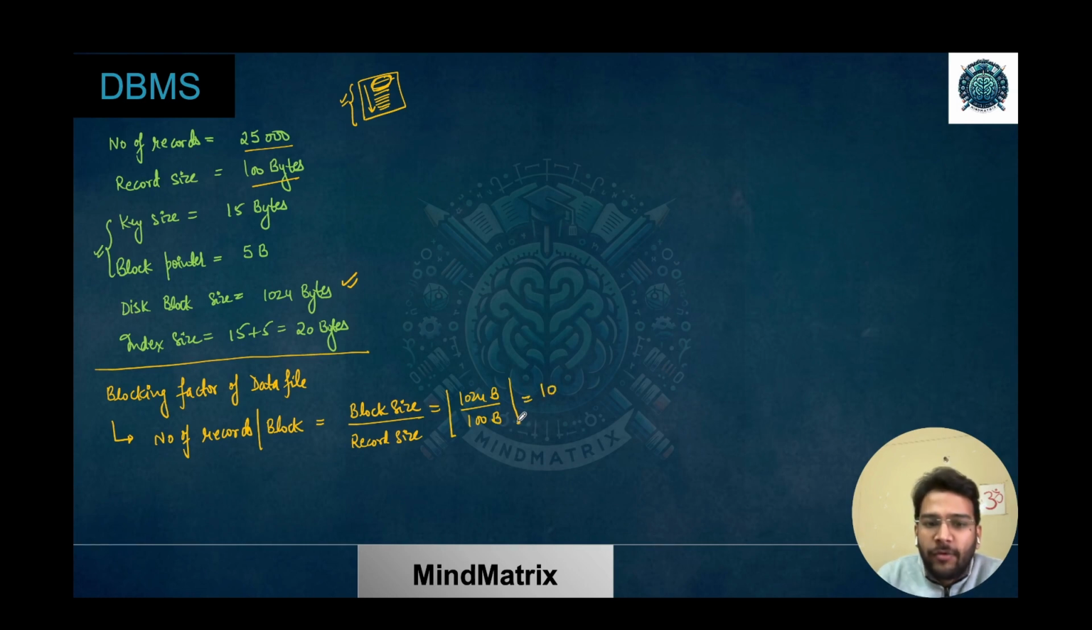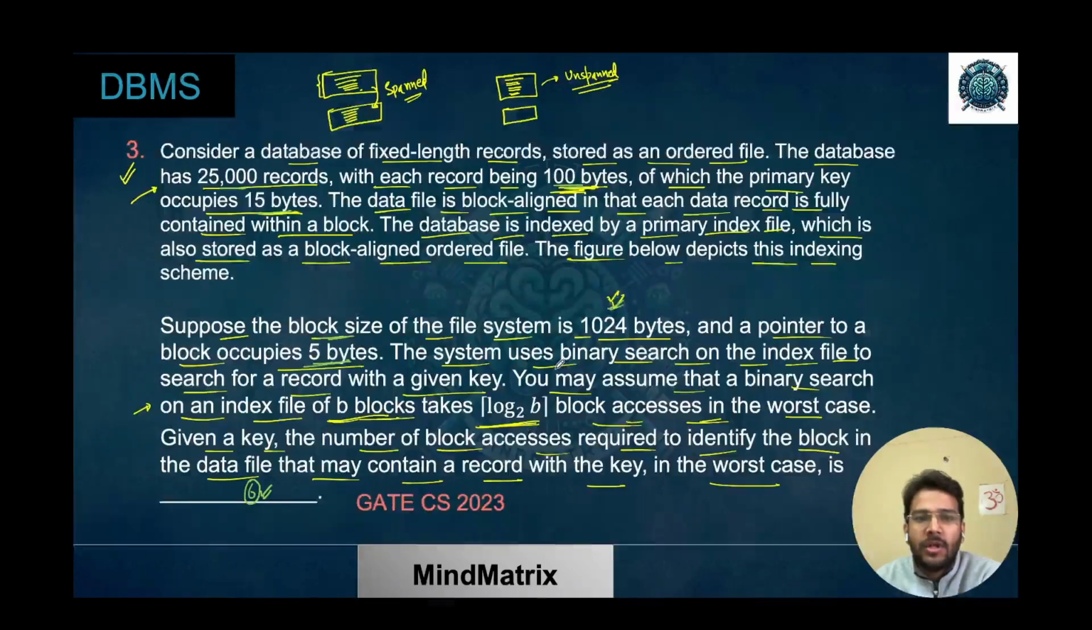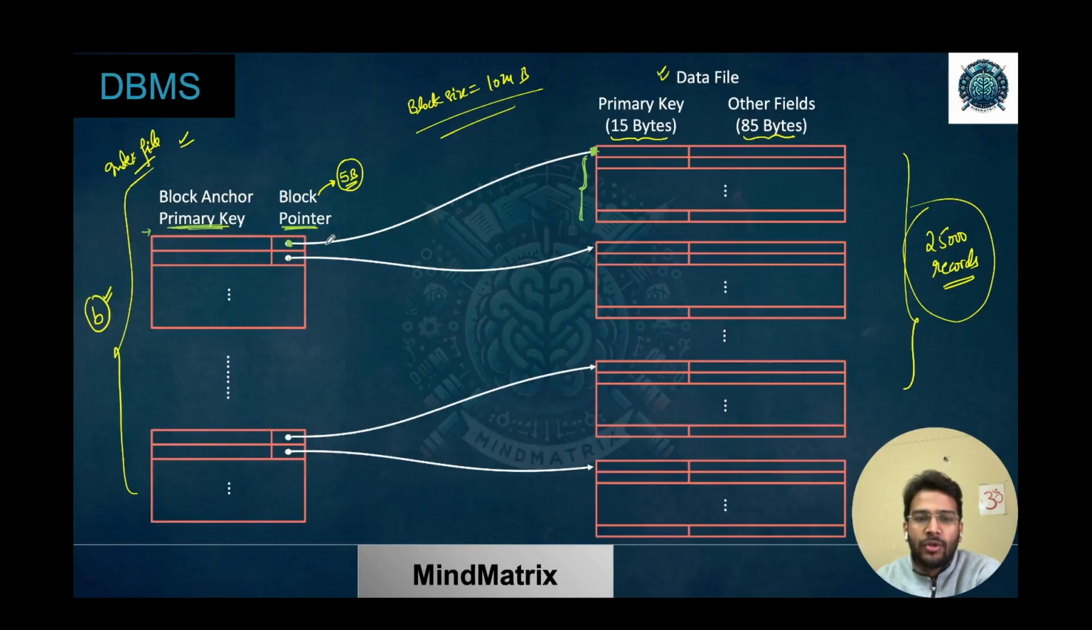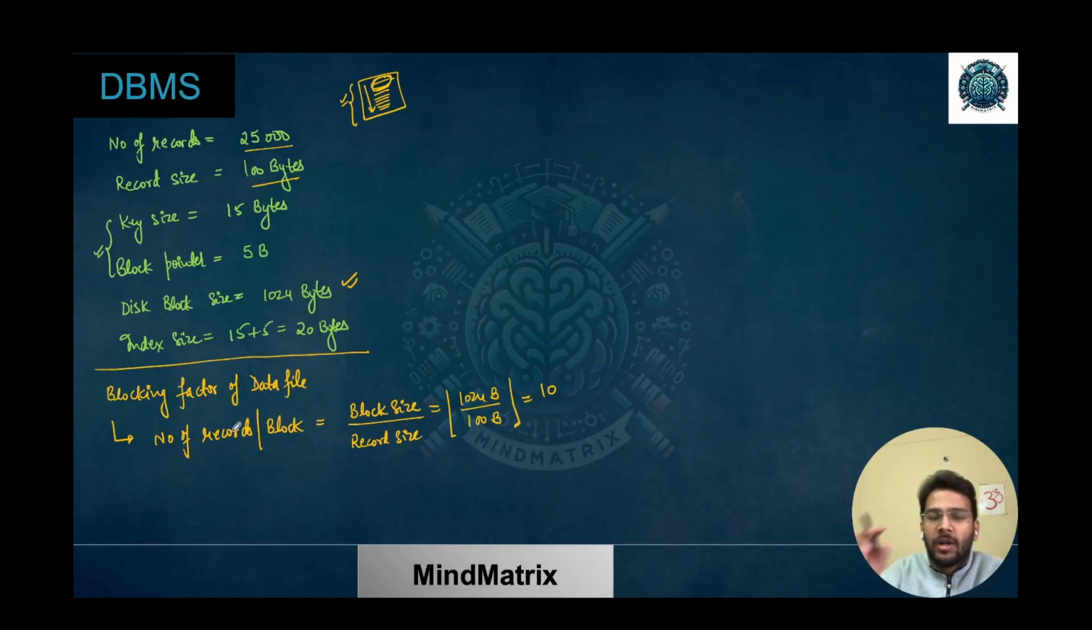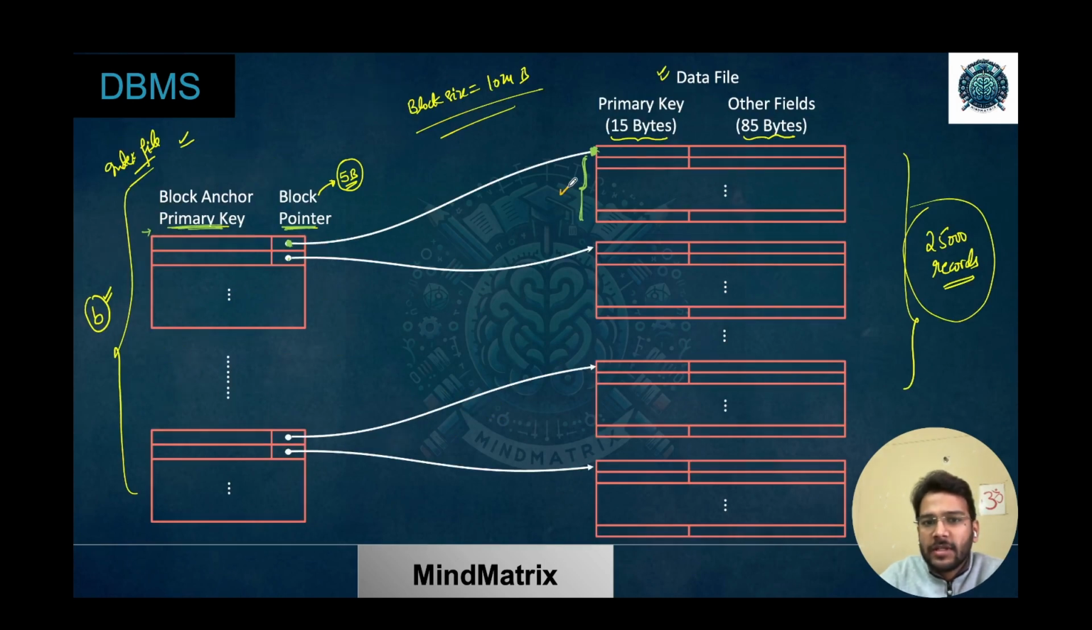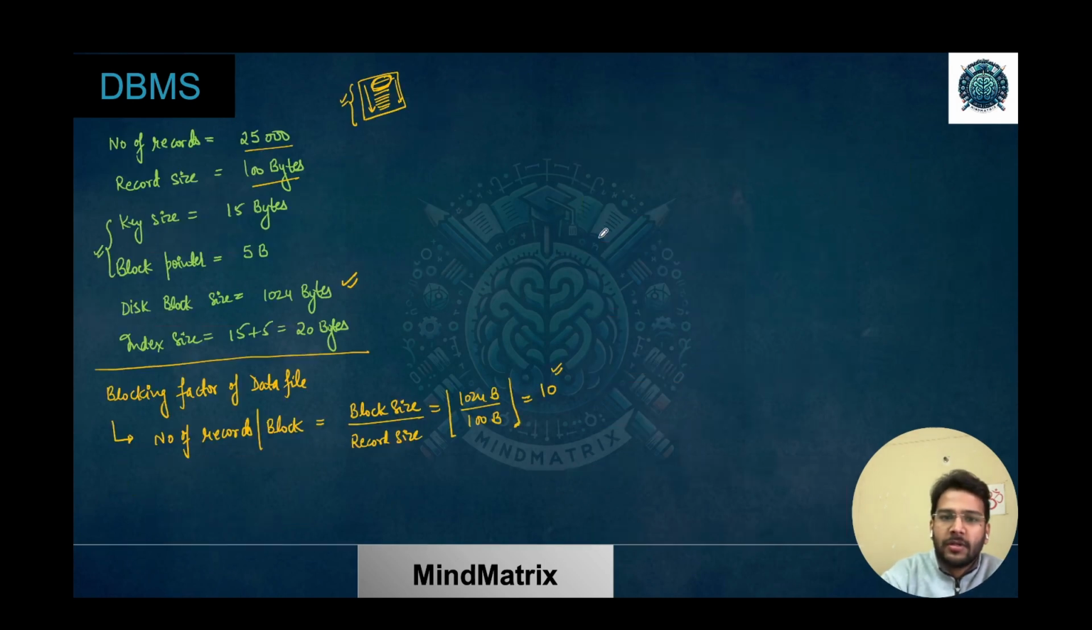Why are we taking the floor? Because it is unspanned file organization as given in the question. As you can read here, the database is indexed by the data file, which is block aligned in that each data record is fully contained within the block. So that is why it is unspanned. So the total number of records per block we find is 10 here. That means in a single block we have 10 records present.